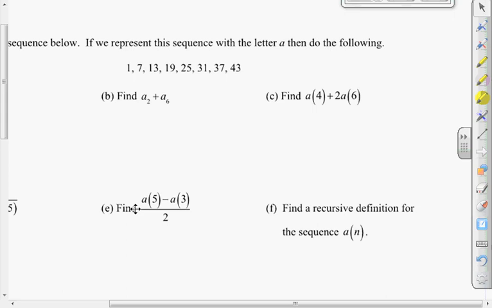In this episode, we are looking at Common Core Algebra homework for sequences, problem number 1, letter F. In this problem, we're asked to write a recursive definition for the sequence A of n. The sequence is given at the top of the page here.